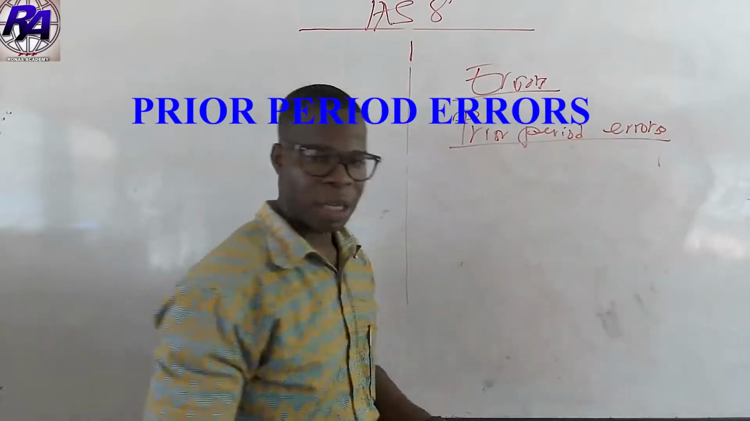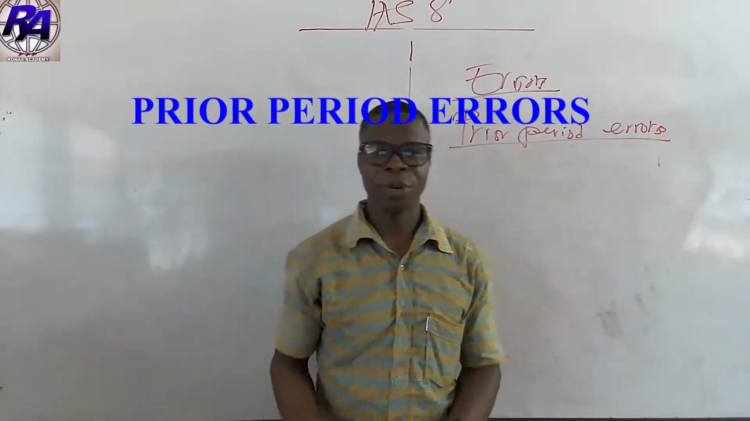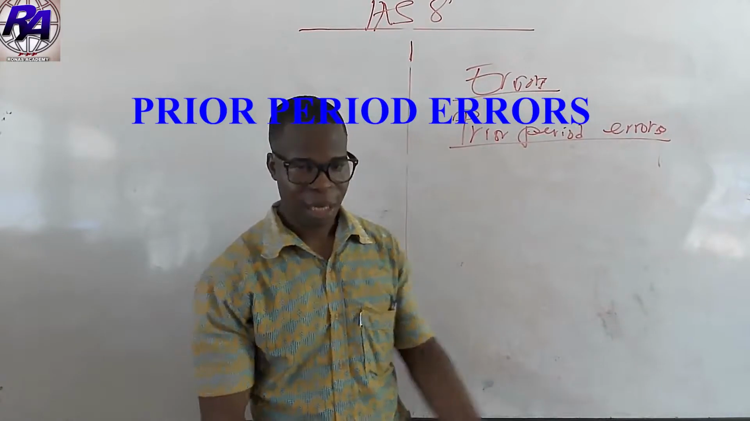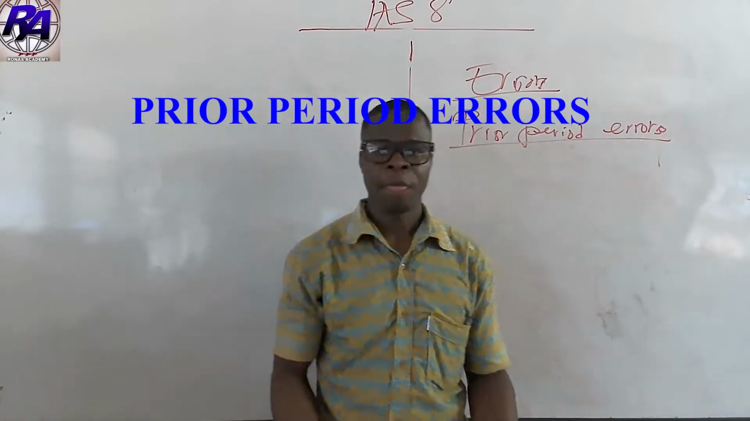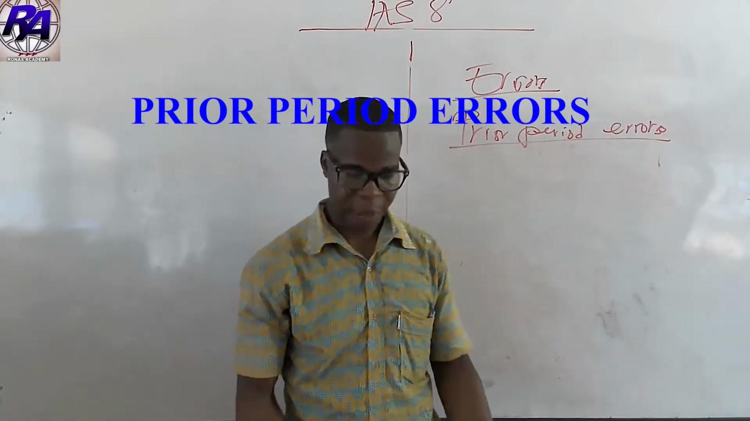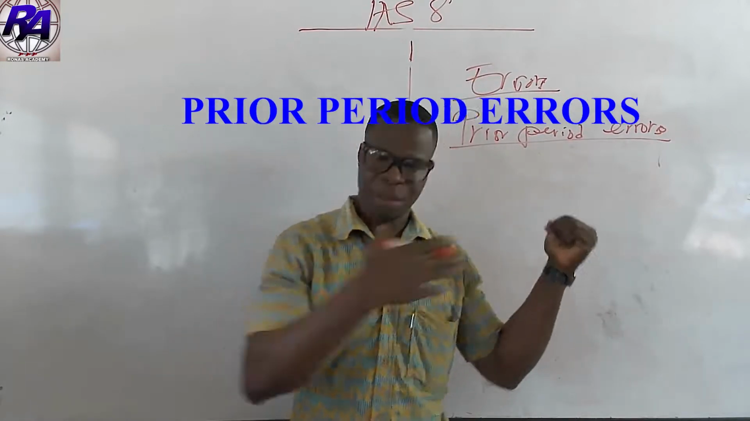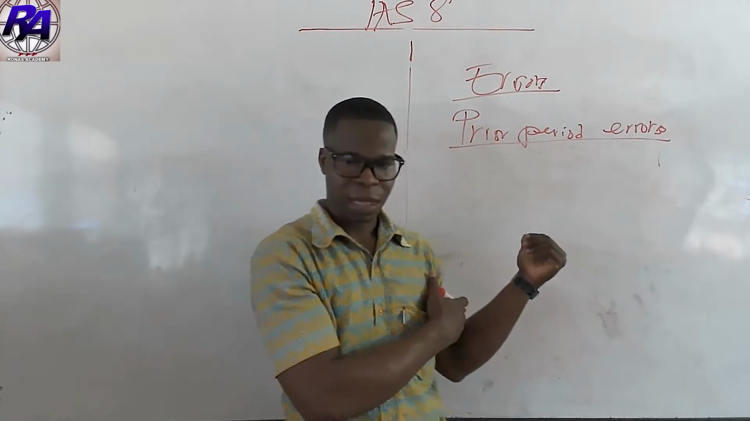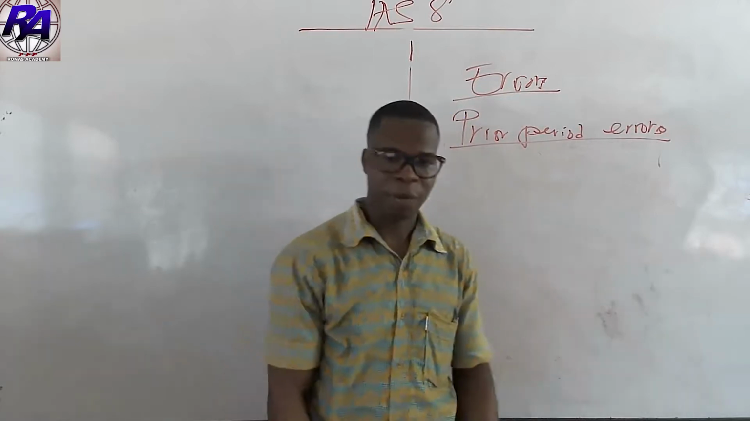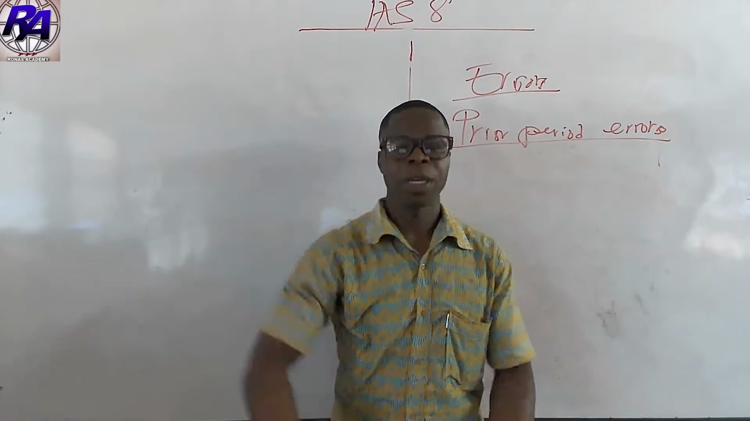The difference between the prior period errors and the pre-period errors is that maybe in 2020 as of now, the business is incurring some errors which are not affecting the previous account or previous financial statement, and that becomes a pre-period error. So we just correct it from now into the future.